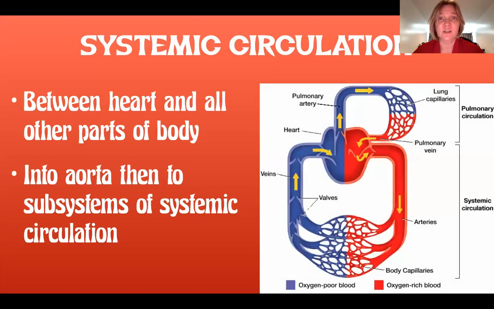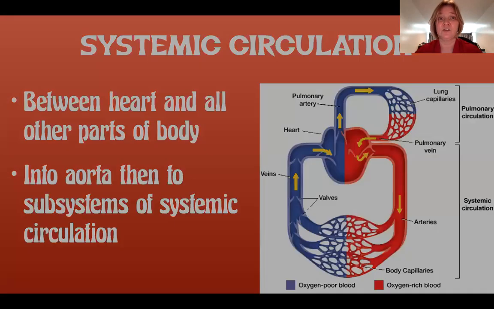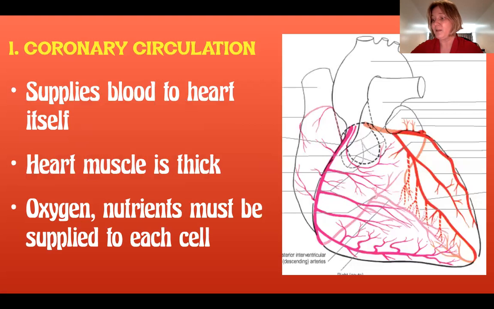Now, systemic circulation, like I said, occurs between the heart and all of the other parts of the body. First, it gets pumped to the aorta and then to different subsystems within systemic circulation. So I want to talk about the subsets of systemic circulation in this video. The first one, which is probably the most important one, is called coronary circulation.